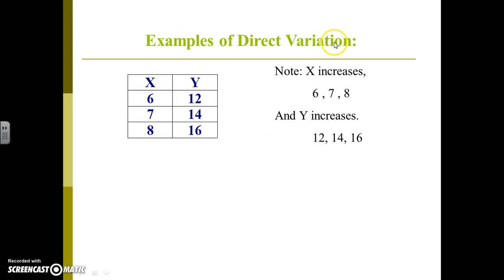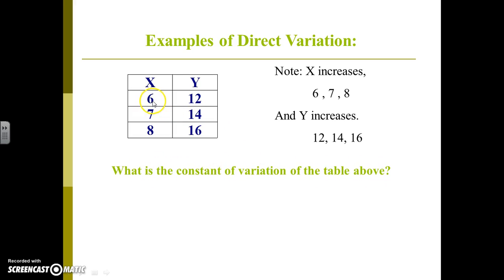So here's an example of direct variation. We see in a table here x values and y values. Now we don't have a situation here that this is representative of, so let's just take a look at what's going on with the values. So x is increasing in the table, 6, 7, 8, and y is also increasing, 12, 14, and 16. Now what would it take for this to be a direct variation? Why are we calling this a direct variation? And what is the constant of variation in the table above?